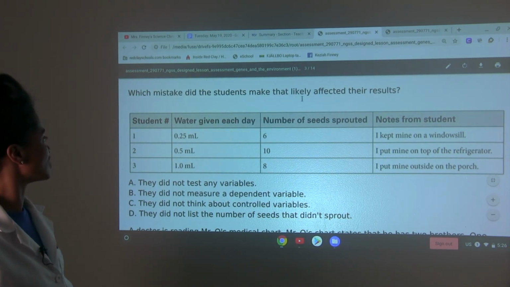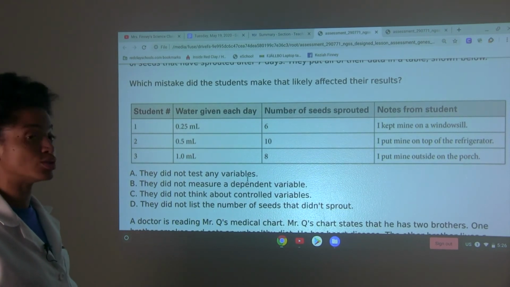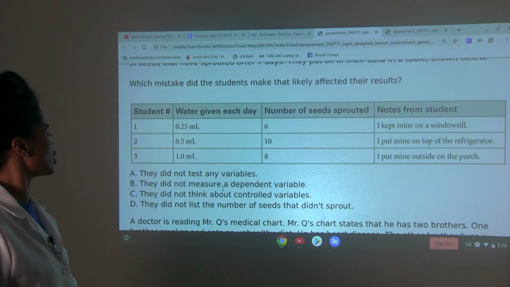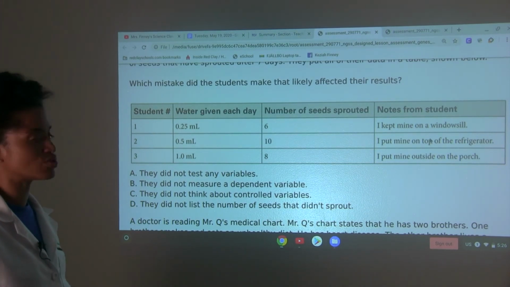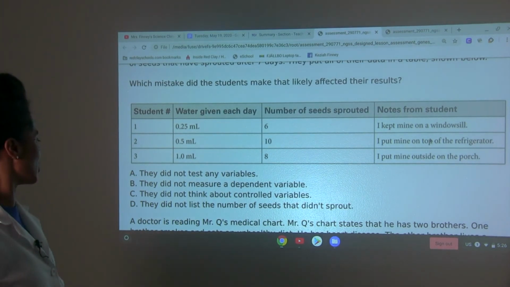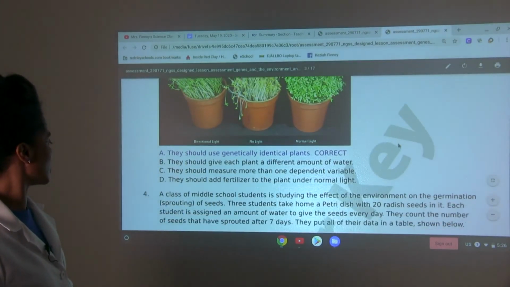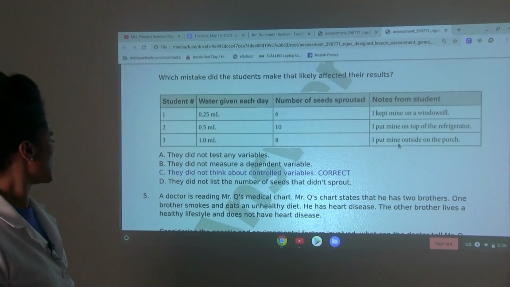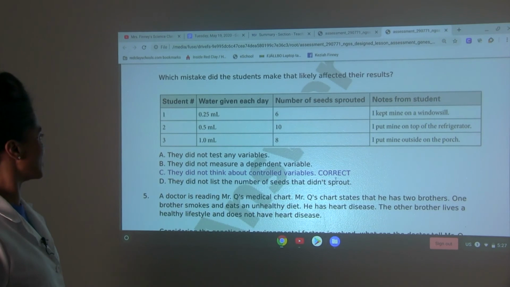Which mistake did the students make that likely affected their results? A, they did not test any variables. B, they did not measure a dependent variable. C, they did not think about controlled variables. D, they did not list the number of seeds that didn't sprout. Make your choice. What do you think? A, B, C, or D? The answer is C. They did not think about controlled variables. All right, we need that constant.